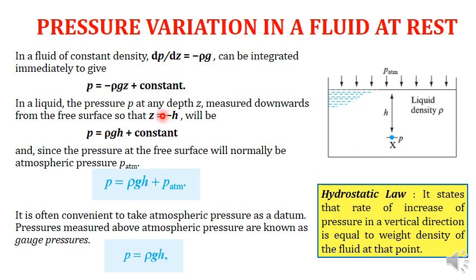So for this particular case, you can integrate this equation to get the actual pressure, the whole pressure. If you integrate it, it will be equal to minus rho g z plus a constant of integration. So in a liquid, the pressure P at any depth z measured downward from the surface, so that z is equal to minus h. Now in this particular case, your z in this equation is in the minus direction, inside the fluid in the downward direction.